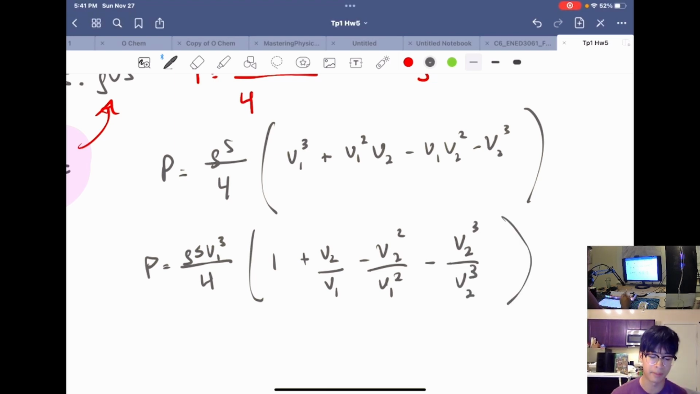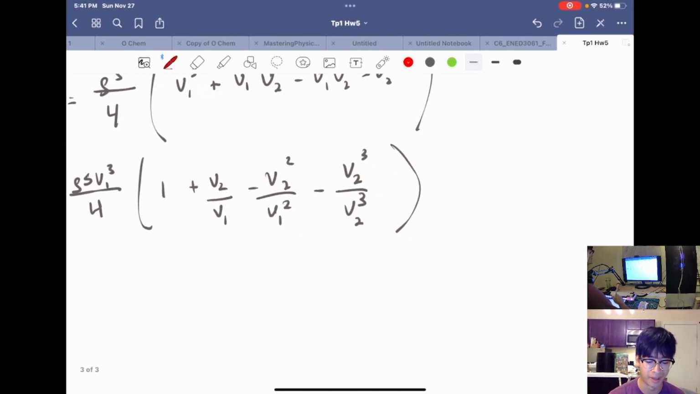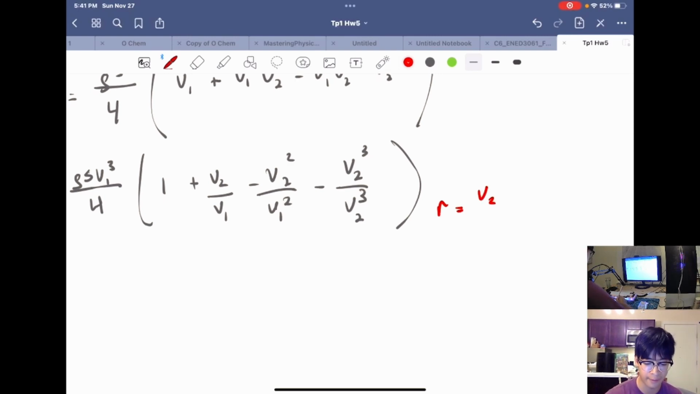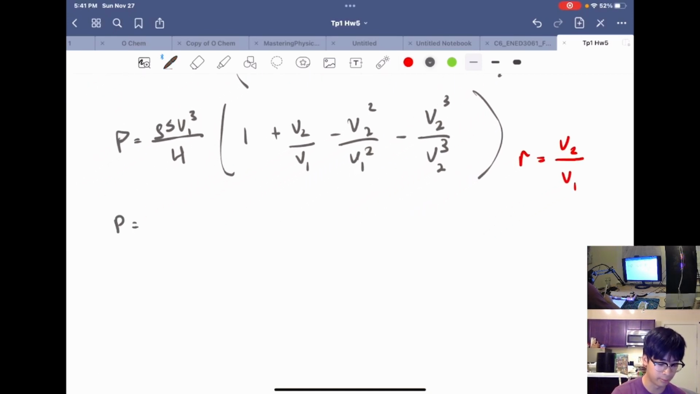Hey, we have a bunch of expressions which are the same. And what have we always done? Call it something else, right? So we call it r arbitrarily. R is going to be my gearing, the ratio of the velocity after and before my turbine. Okay, so now what? We have power is equal to rho s v1 cubed over 4 multiplied by 1 plus r minus r squared minus r cubed.